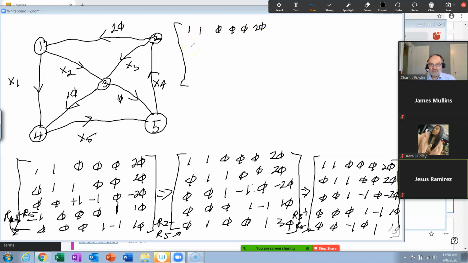Row 2 we're leaving alone: 0, 1, 1, 0, 0, 20. Row 3 we're using, so leave that alone: 0, 0, 1, negative 1, 0, minus 20. Row 4, leave that alone: 0, 0, 0, 1, minus 1, 10. And the new row 5 is going to be row 3 plus row 5. That would be 0 plus 0 is 0. 0 plus 0 is 0. 1 minus 1 is 0.